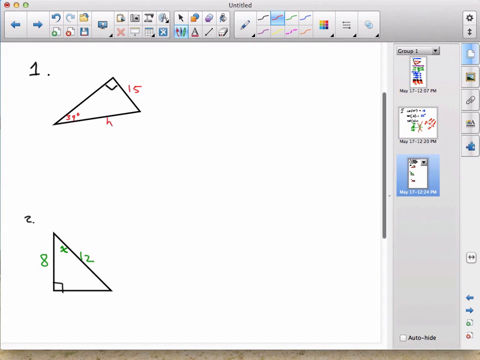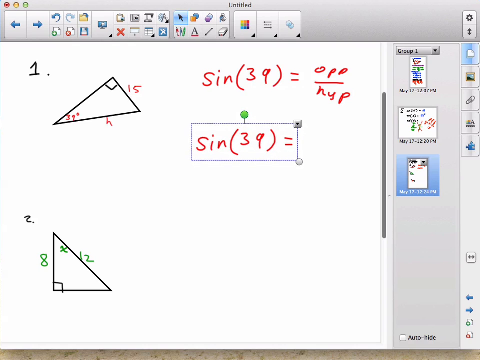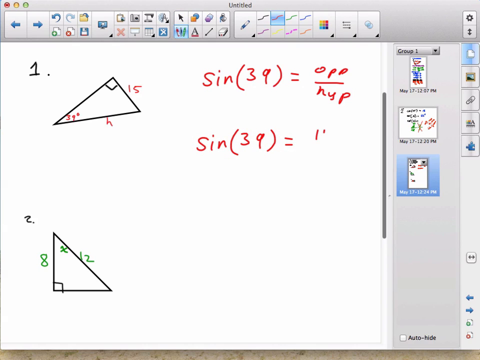So you can do sine of 39, because 15 and h are opposite over hypotenuse. The sine of 39 degrees, Shane says, is equal to opposite over hypotenuse, right? And the sine of 39 is 0.629, so you can estimate that. So the opposite would be 15, and then over the hypotenuse of h.